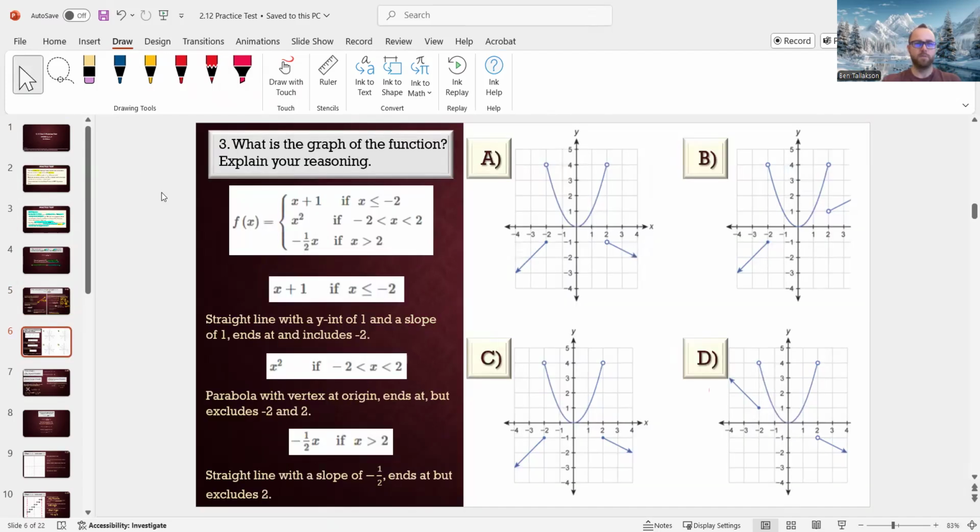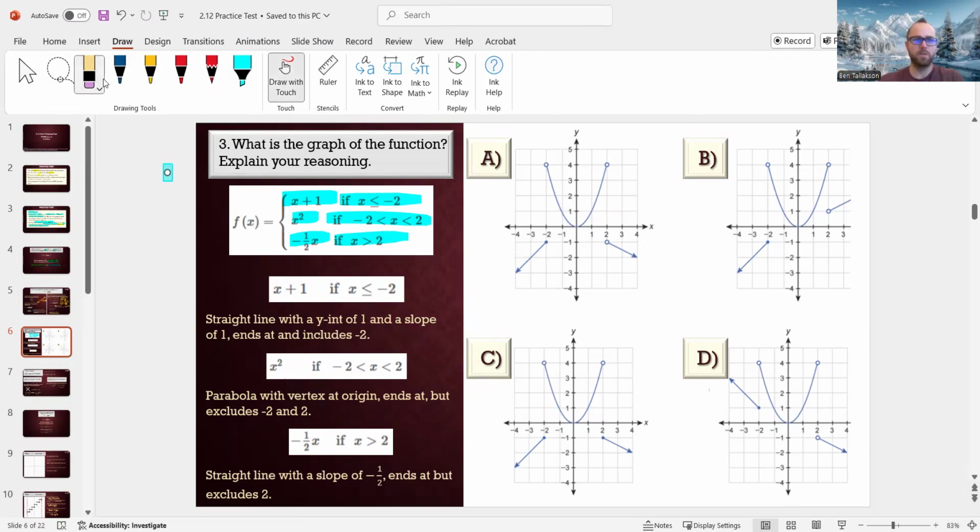Number 3. What is the graph of the function? Explain your reasoning. Okay, make sure you show work or provide an explanation. I've provided some brief explanations on the left, and we're going to use some process of elimination to guide us through. Okay, so we're matching the graph to the function. So what kind of function is this? Hopefully you remember that it's a piecewise function because we have several different pieces and they have rules which chop them up a bit. We see that in each graph example we have.